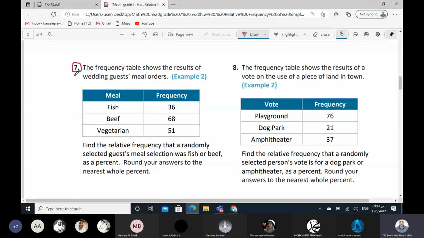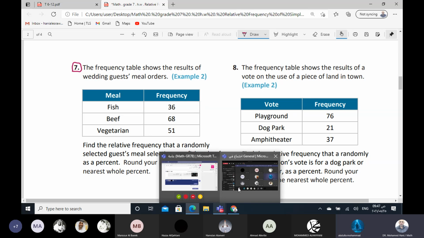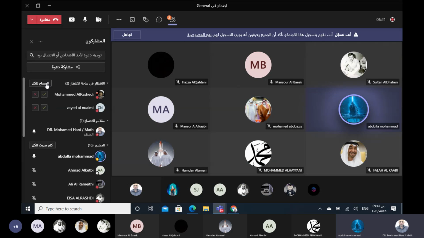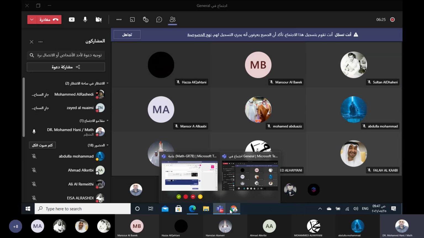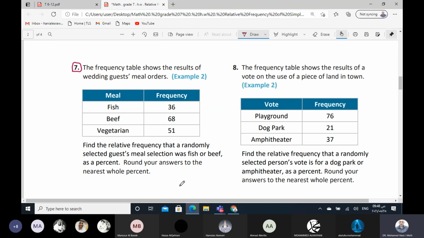Thank you, Abdullah. I want all of you to read the question again, then try to find the relative frequency, then tell me what your answer is. You have 3 minutes. Start, please. Mr., I say 75%. Okay, thank you, Abdullah. Thank you. Who has a different answer?